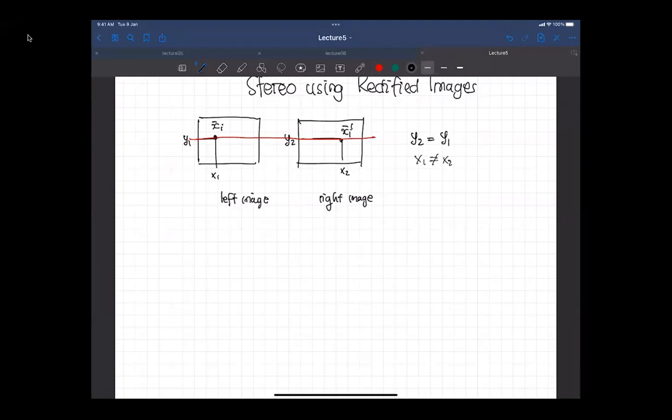By the way, this is an assignment on stereo. This one is part two of the assignment. From this kind of system called rectified images, you have to compute the depth. So rectified images are fairly simple: you have two images with different parameters on the x-axis.